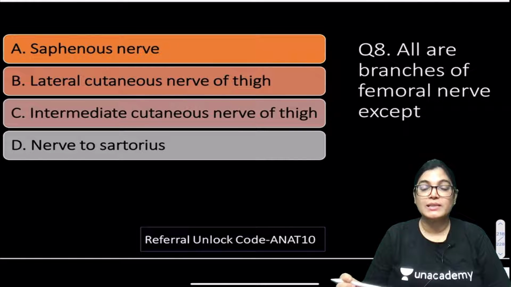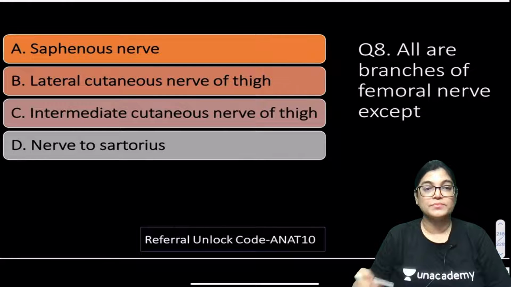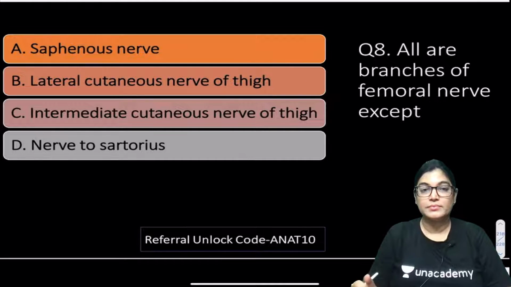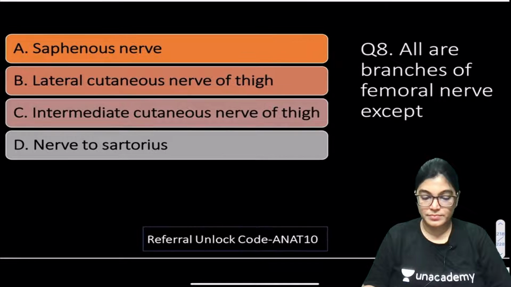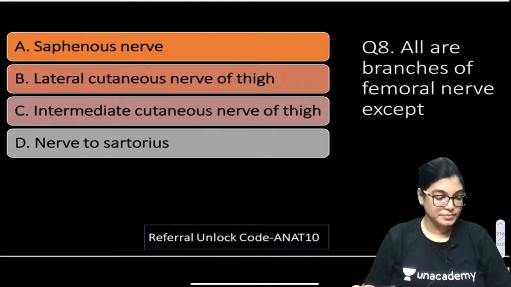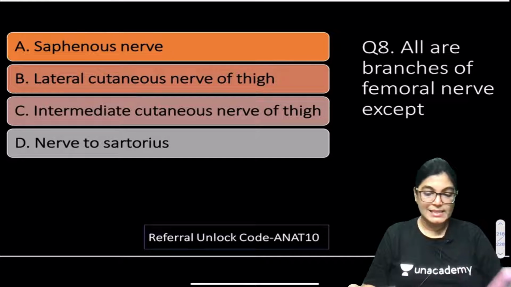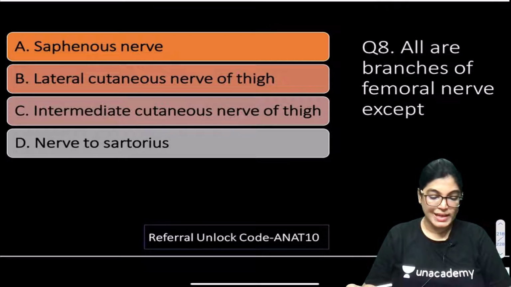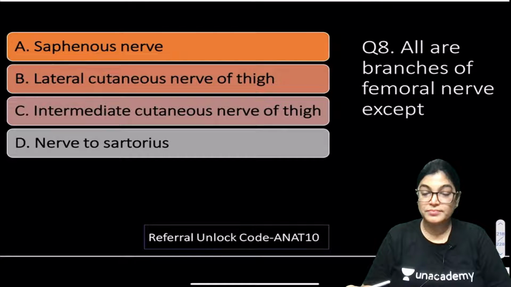So mark the correct answer, question number 8. All are branches of femoral nerve except. So Srija is telling it's B, lateral cutaneous nerve of thigh. Okay, Srija.